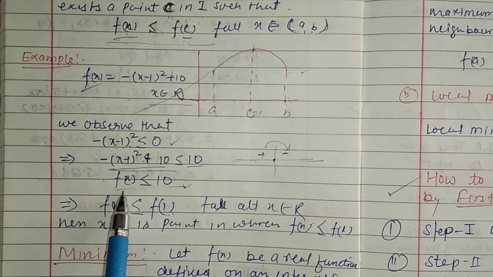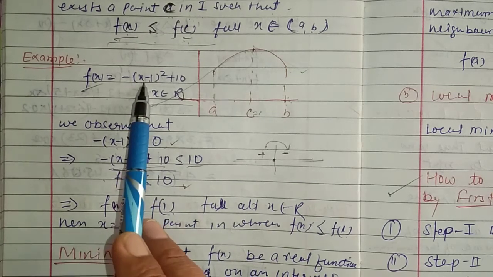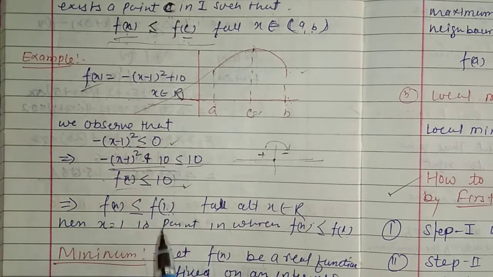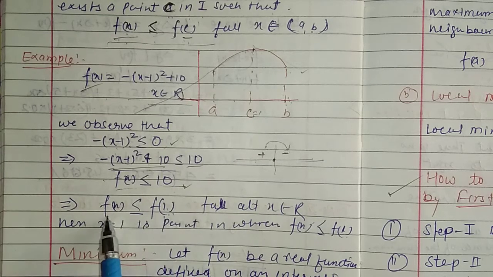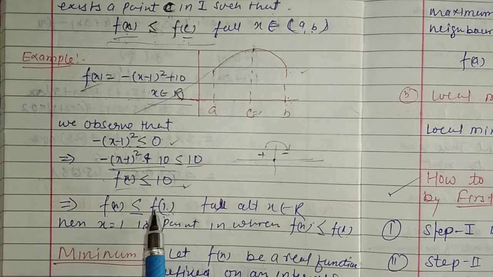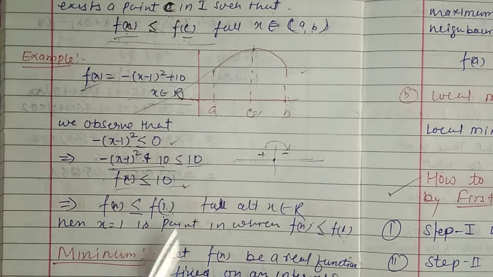So the maximum value of the function is 10, and we get this value when we put x = 1. Clear? So x = 1 is the point C at which the function has its maximum value, and f(x) ≤ f(1). This is the condition of maxima.